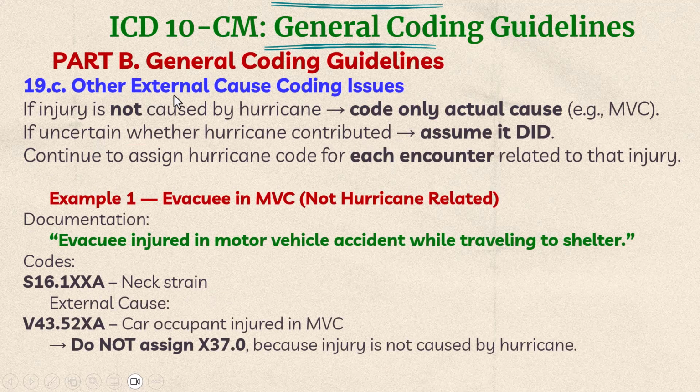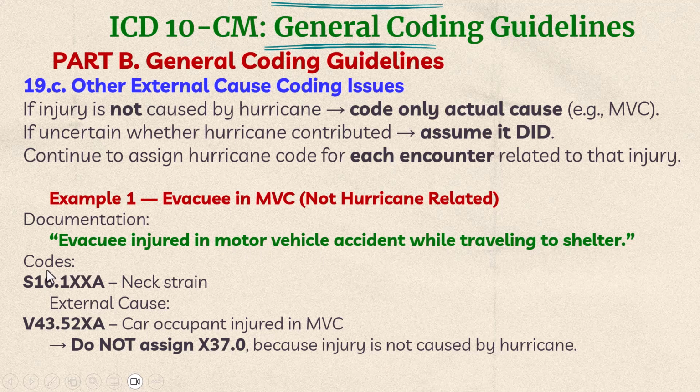19C, other external cause coding issues. If the injury is not caused by hurricane, code only the actual cause, for example, a motor vehicle accident. If uncertain whether the hurricane contributed, assume it did. Continue to assign the hurricane code for each encounter related to that injury. For example, evacuee in MVC, not hurricane related. So documentation says evacuee injured in motor vehicle accident while traveling to shelter.